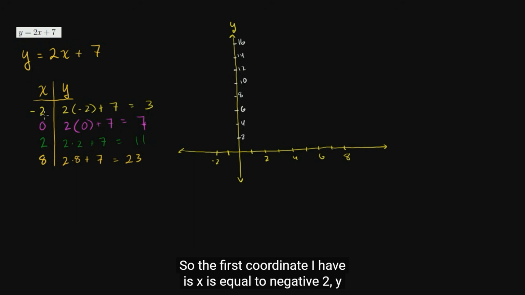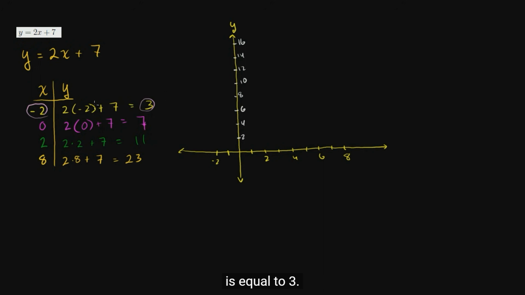So this first coordinate I have is x is equal to negative 2, y is equal to 3. So I could write my coordinates. It's going to be the point negative 2, 3. X is negative 2. Y is 3. 3 would land right over there. So that's our first one, negative 2, comma 3. Then our next point, 0, 7. Let me do it in that color. X is 0, y is 7, right there.